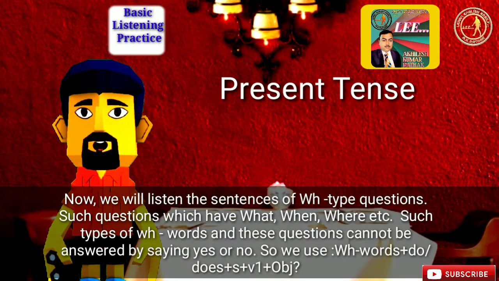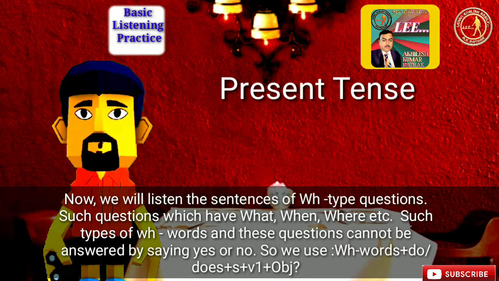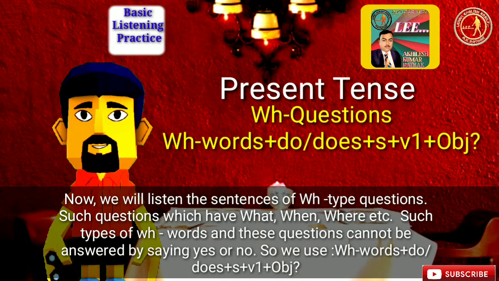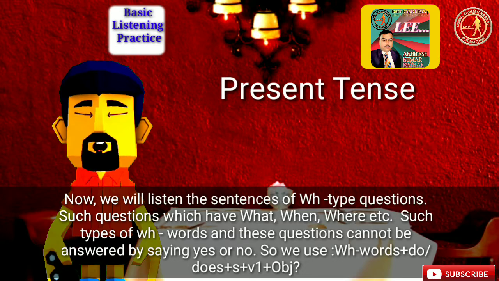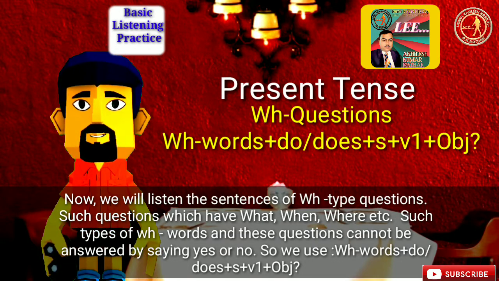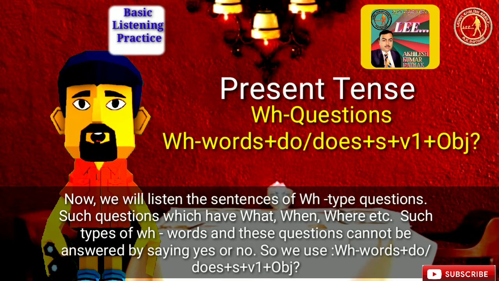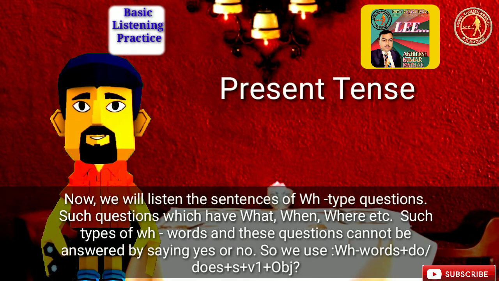Now we will listen to the sentences of WH type questions. Such questions have what, when, where, such types of WH words. And these questions cannot be answered by saying yes or no. So we use WH words plus do or does plus subject plus V1 plus object plus question mark.